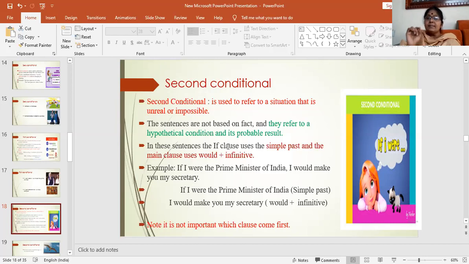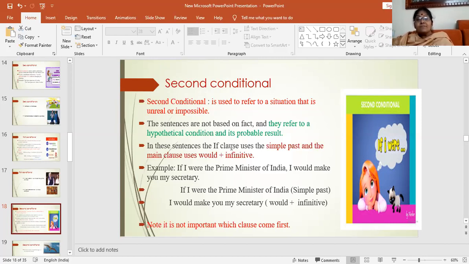Now let us understand this with an example. If I were the Prime Minister of India, I would make you my secretary. If I were the Prime Minister of India is in simple past tense and I would make you my secretary is would plus infinitive. Now note that it is not important which clause is coming first. I can also say I would make you my secretary if I were the Prime Minister, right? So we can say it either way.